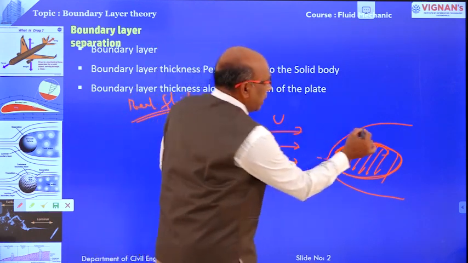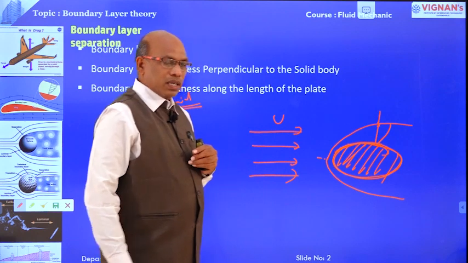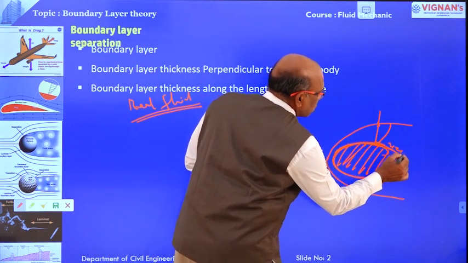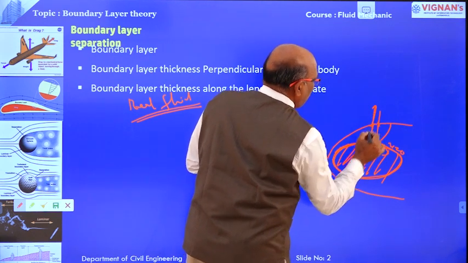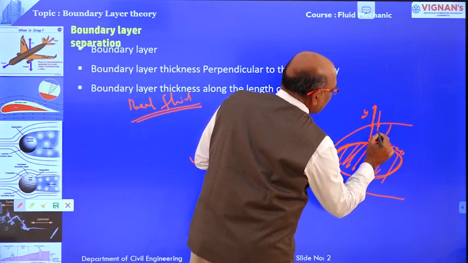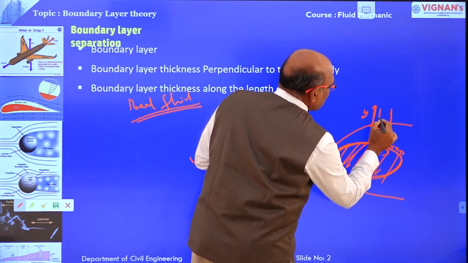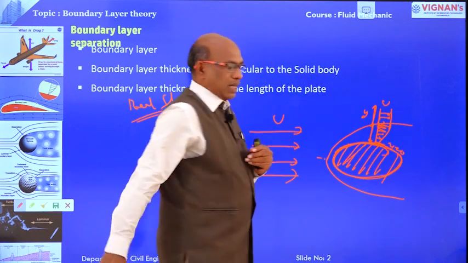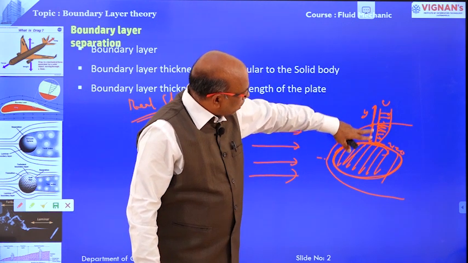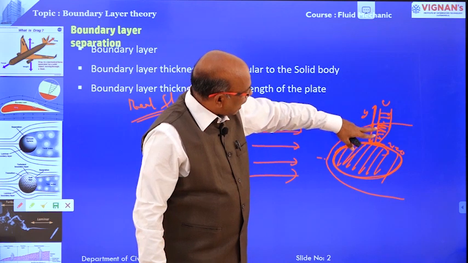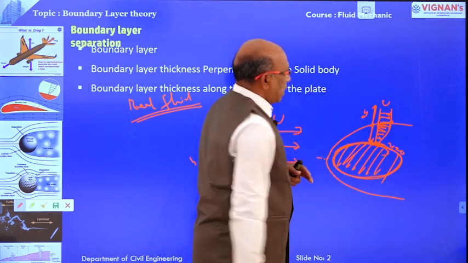Away from the solid body, the velocity gradually increases. Over the body the velocity is equal to zero, and in the vertical direction, perpendicular or normal to the body, the velocity gradually increases. At one point, the velocity reaches the free stream velocity.